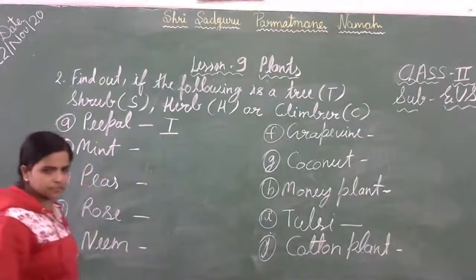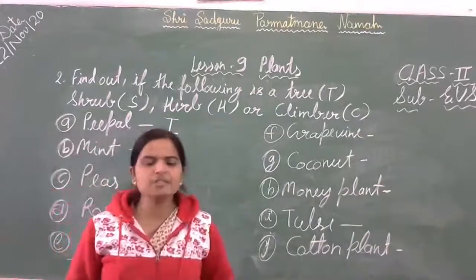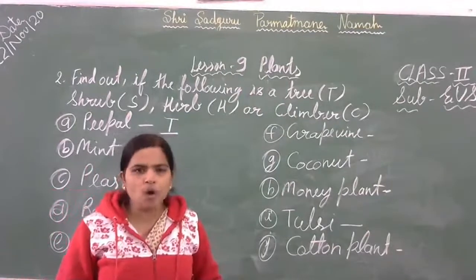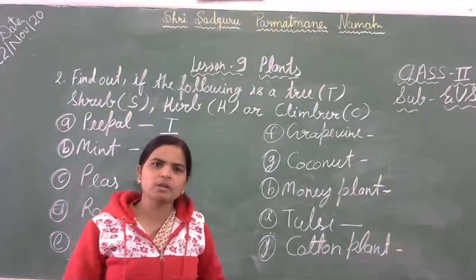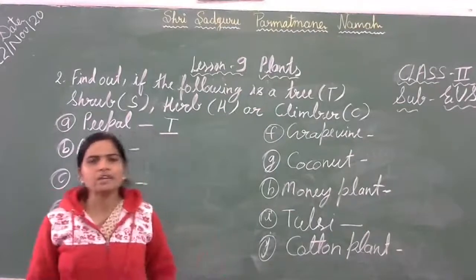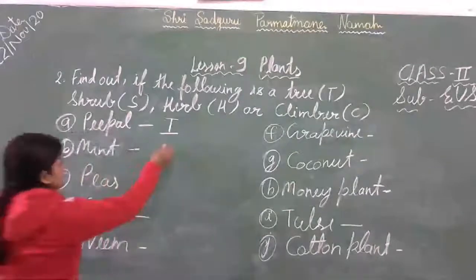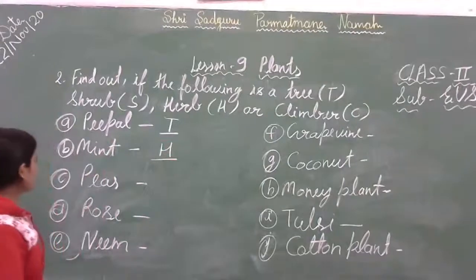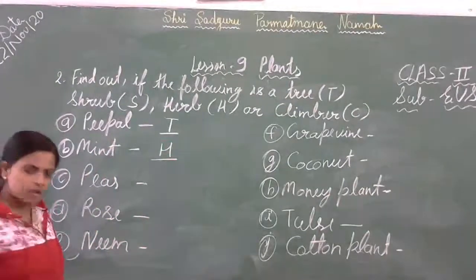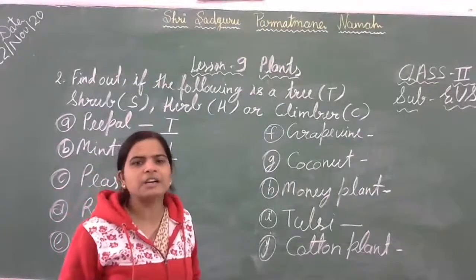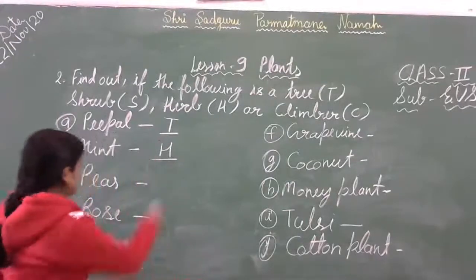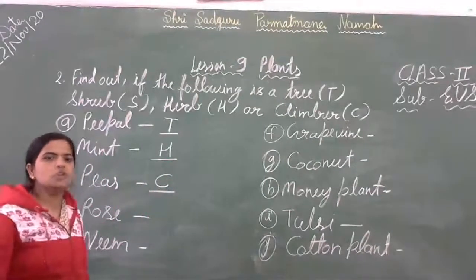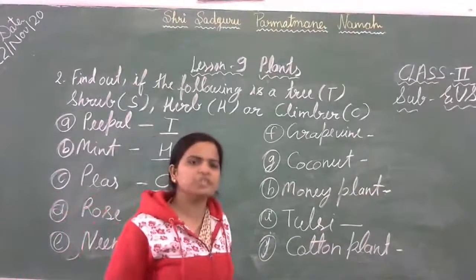Next is mint. Children, mint is an example of herb. Mint has a soft and weak stem. So this is an example of herb. We write here H. Next is peas. Peas is an example of the climber. So we write here C.